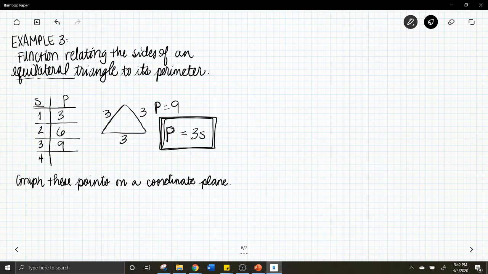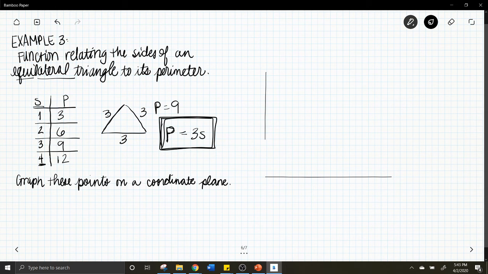So then if all of the lengths are 4, what's the perimeter? 12. We just take the length of the side and multiply it by 3. So the first part was filling in that table. The second part is going to be graphing those points. So if you have graph paper, use it. If you don't, you're going to need to be especially particular about making straight lines. So make sure you use a straight edge, or even better, just actually use a ruler.